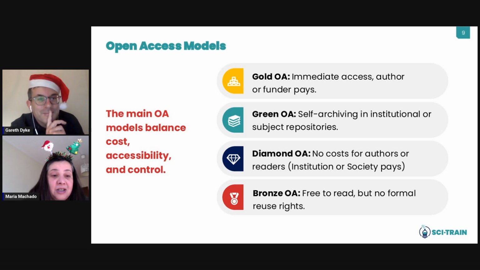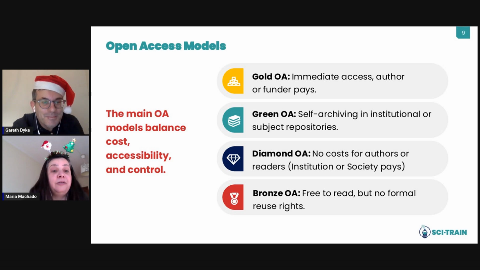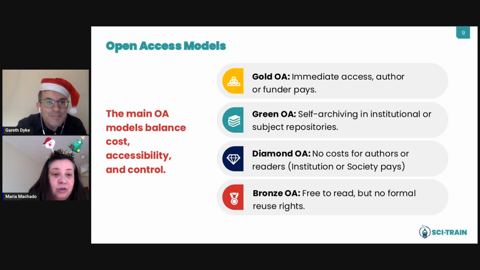In bronze open access, you cannot reuse the content that you're reading. So there are copyright issues, and you cannot freely reuse it. But in diamond open access, there are no costs for the readers or for the authors that want to publish in them. And that's usually because the institution or the learned society pays for those costs.